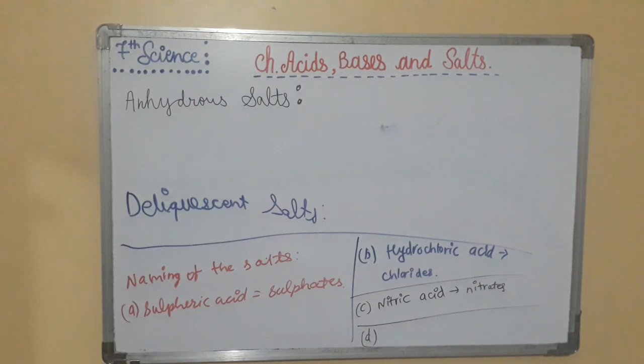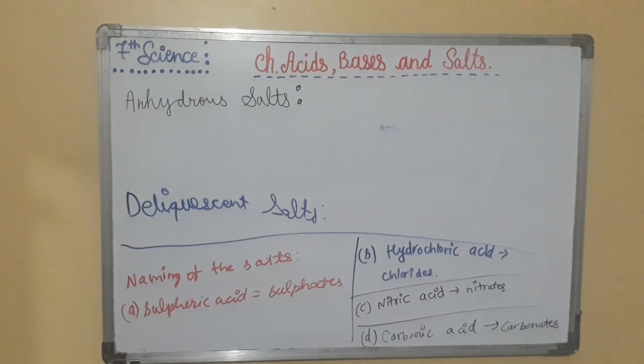Fourth one is salts obtained from carbonic acid are called carbonates. Examples of carbonates are calcium carbonate, magnesium carbonate.